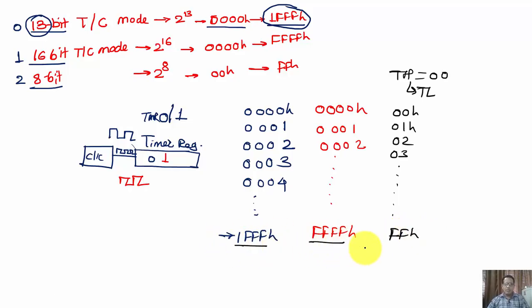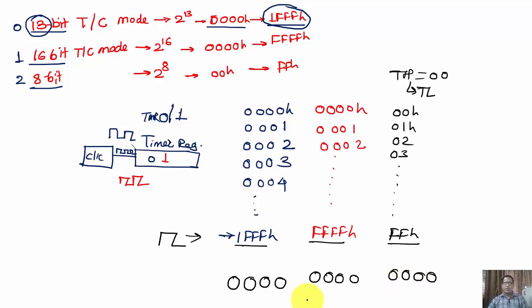These are the maximum permissible limits. Even after reaching the maximum limit, when the next clock pulse is received by the timer, what will happen? Now the timer is going to get reset to the value 0000. Even here also 0000, and even here also 0000. And this concept is basically called a timer overflow.